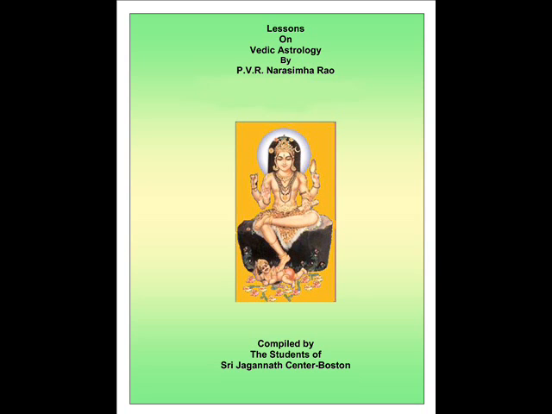Moreover, taking Mars as Lagna, Ketu is in the 8th house. So things are not looking good. Saturn, Jupiter Antardasha is not good, the one that got over when the problem came. Saturn is not good. Mercury is not good. Ketu is not good. How about Venus?